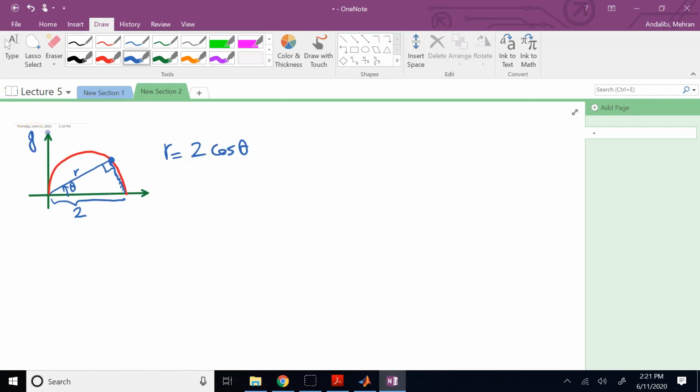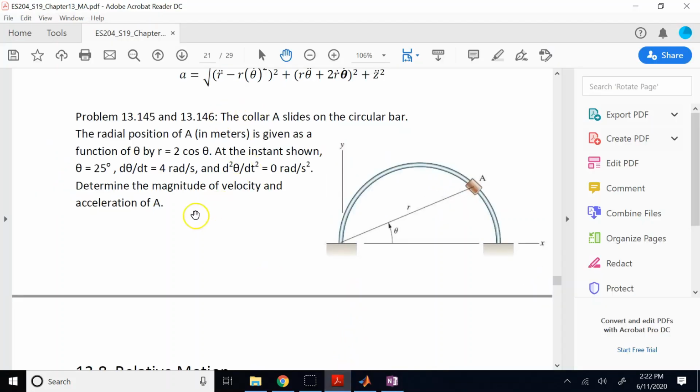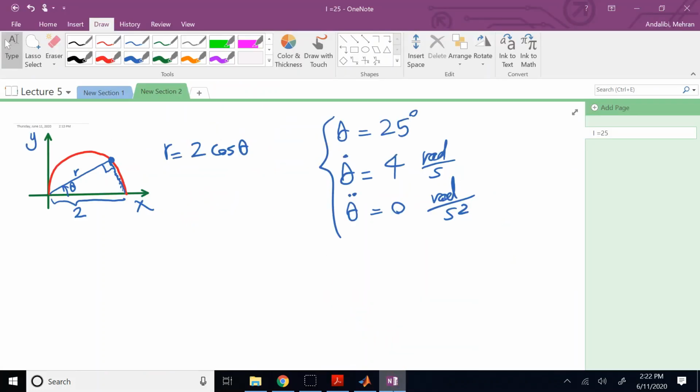Now, what does the problem give us, and what does it ask us to find? It says at the moment theta is 25 degrees, theta dot is 4 radians per second, and theta double dot is 0 radian per second squared, right? And then it says, what is the magnitude of velocity? What is the magnitude of acceleration?